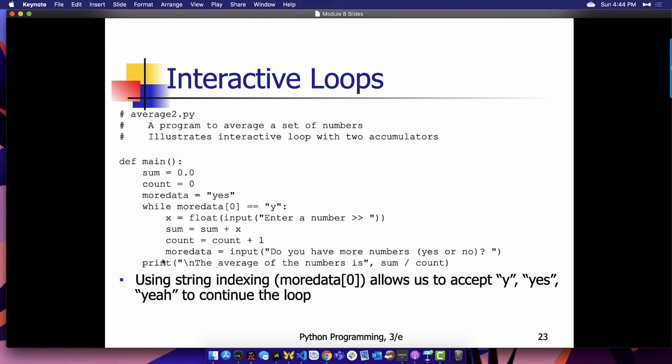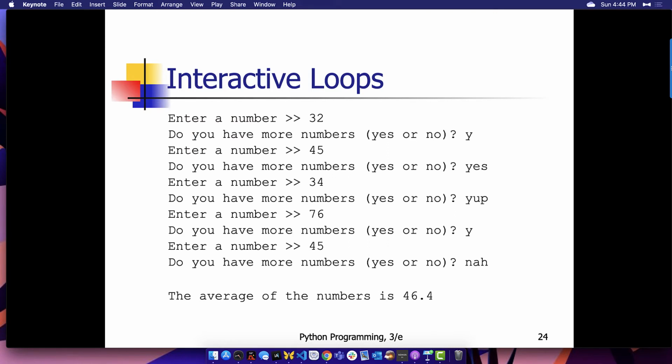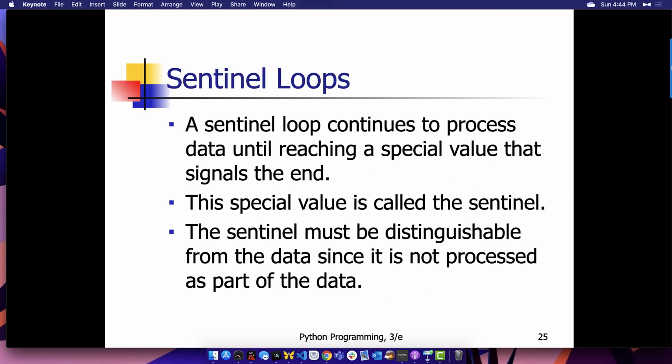And then it prints out the average of the numbers, which is going to be the accumulator sum and the count, right? The count, which counted how many times we got input from the user. All right, so that's just the program running. Let's talk about Sentinel Loops.